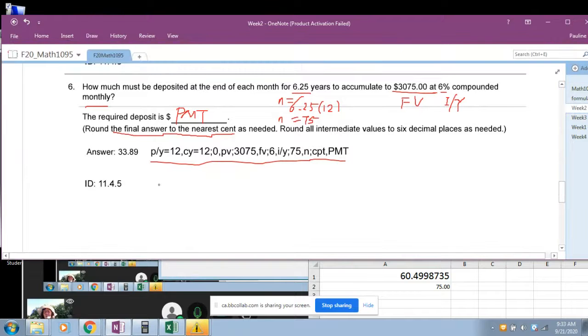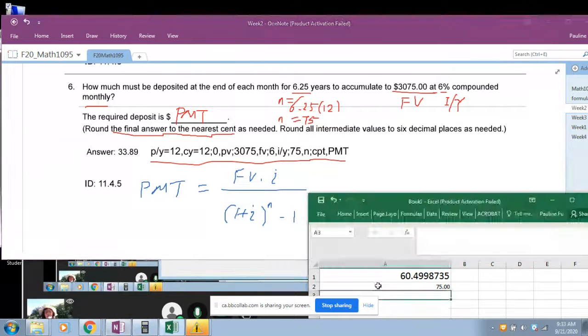So just write down the formula first. PMT equal to FV times I, divided by 1 plus I raised to power n, minus 1. Okay, so this is the formula. So now let's use this formula to do the calculation here.